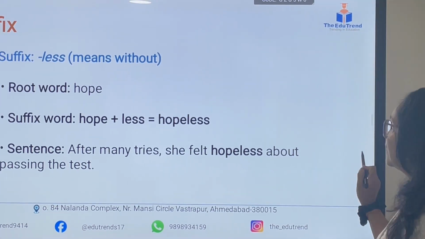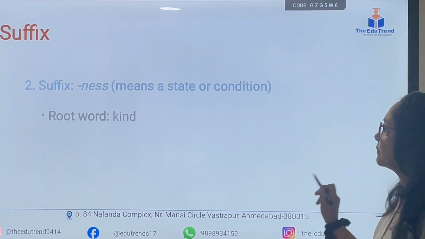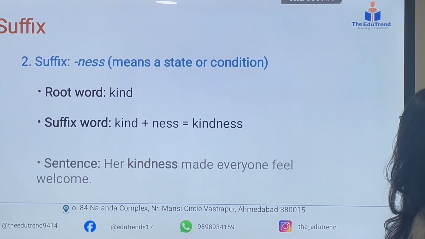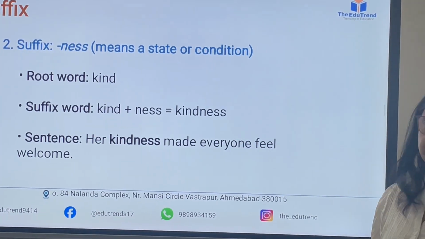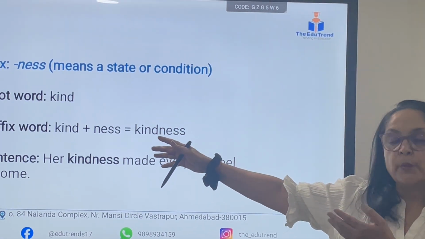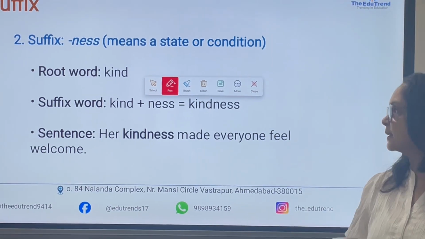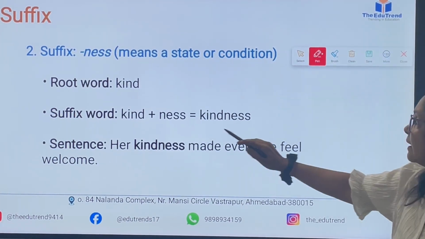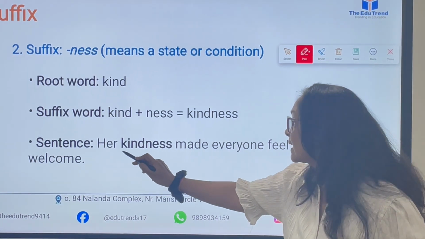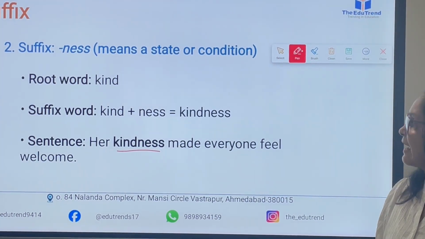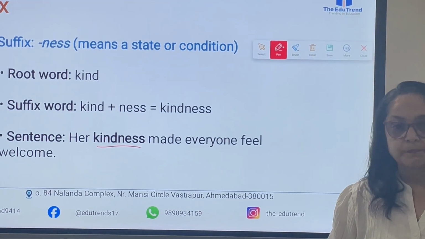Coming up with another example. Here are some more examples of the same. The word that I have picked up over here is ness, N-E-S-S, ness. The root word here is kind, and the sentence is, her kindness made everyone feel welcome.